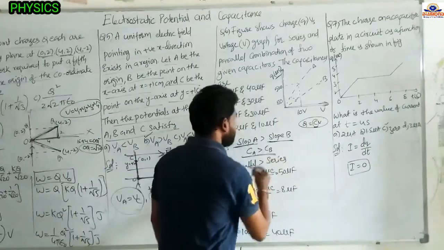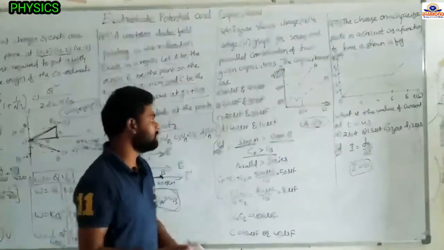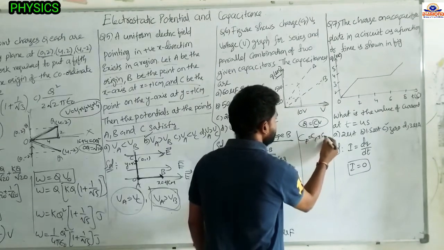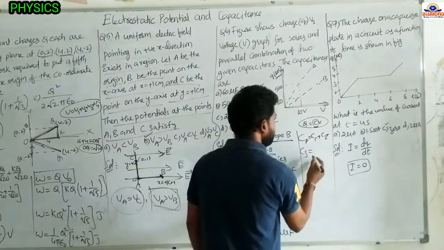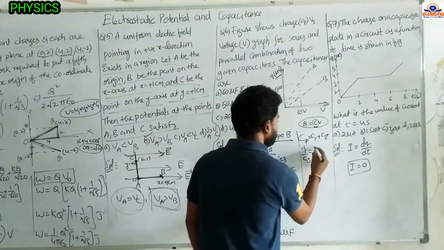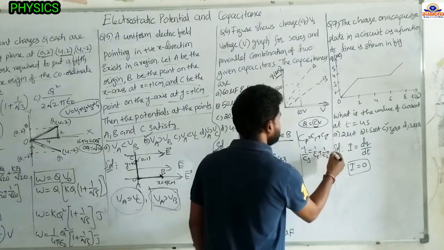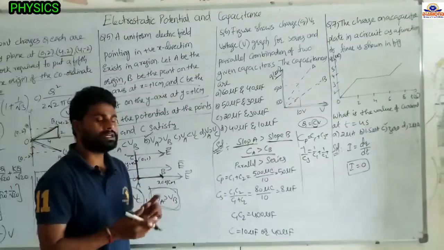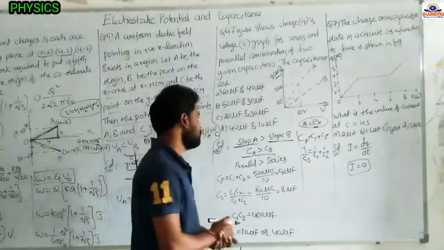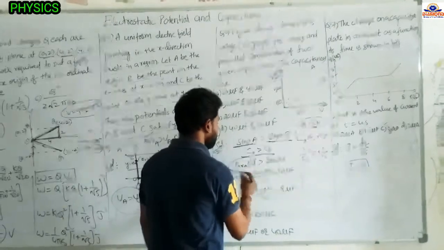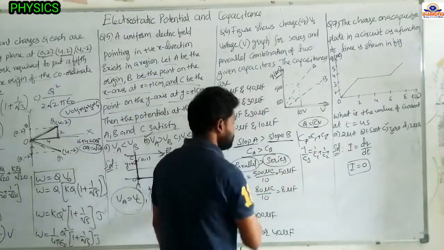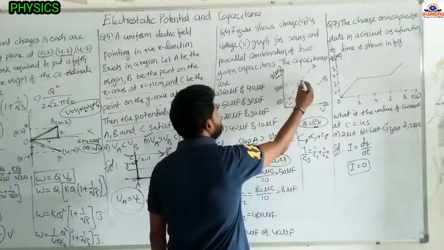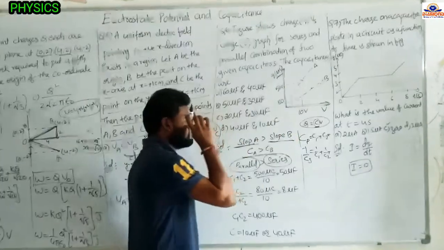Next, in the parallel combination the capacitance equals C1 plus C2 and so on, but in the series combination 1 by Cs equals 1 by C1 plus 1 by C2 and so on. That means in the parallel combination capacitance increases, in the series combination capacitance decreases. So slope more means parallel combination, slope less means series combination. So A is the parallel combination, and B is the series combination.